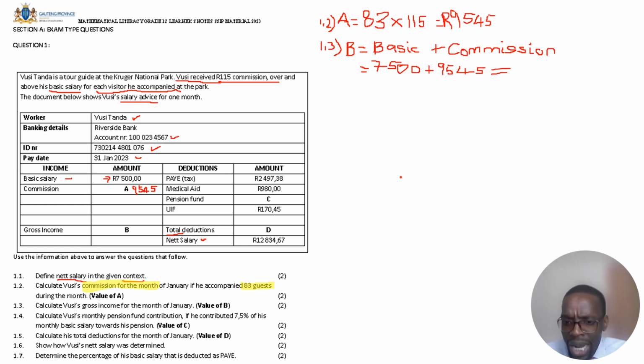So one would wonder, how are others getting distinctions? They give formulas, and that's where the marks come from. And if you don't give the formula, you miss out on that mark. Okay, so it's very important.